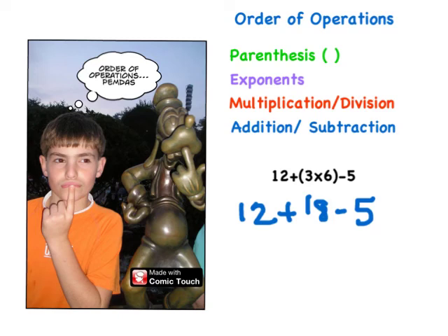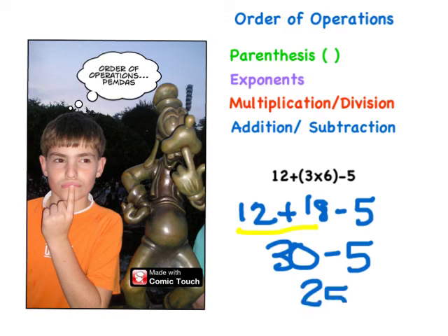So when I take 12 plus 18 first, I'm going to get 30. I'll put that over here. And then I bring down my subtraction symbol and bring down 5. And I'm left with just one math operation in the expression, 30 minus 5, and the solution is 25.